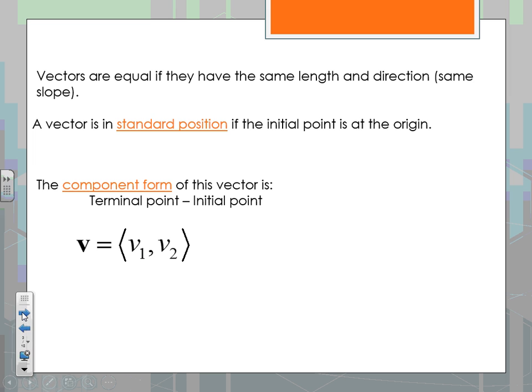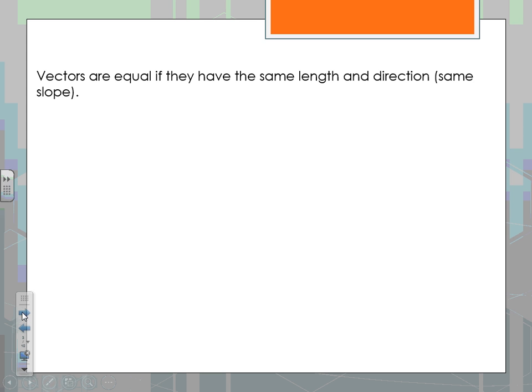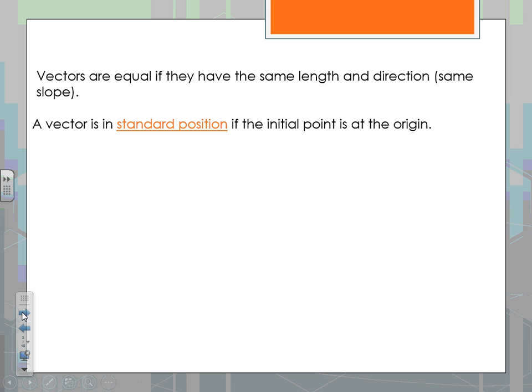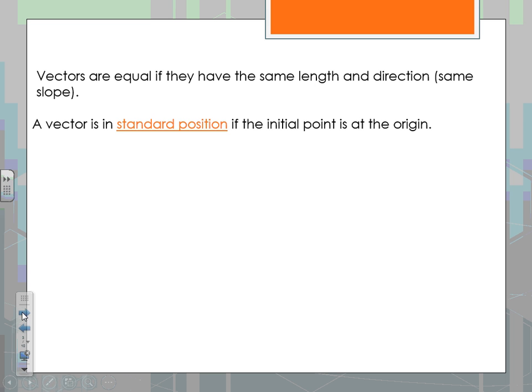Nope. Okay, so standard position is when our vector is at the origin. There are two different ways we are going to write vectors. Vectors are equal if they have the same length and direction. Same length and direction. Okay.